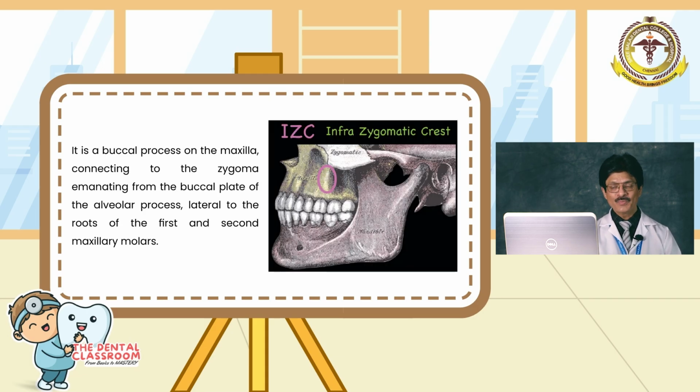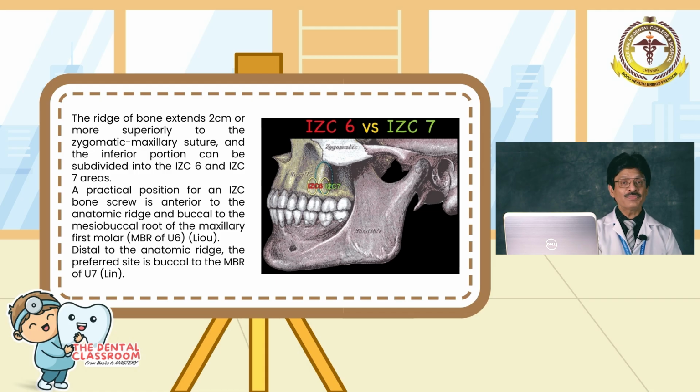For that, we need to understand the anatomy of the infrazygomatic crest. So what is this infrazygomatic crest? It is a buccal process on the maxilla connecting to the zygoma, emanating from the buccal plate of the alveolar process lateral to the roots of the first and second maxillary molars. We have something known as the IZC6 versus the IZC7.